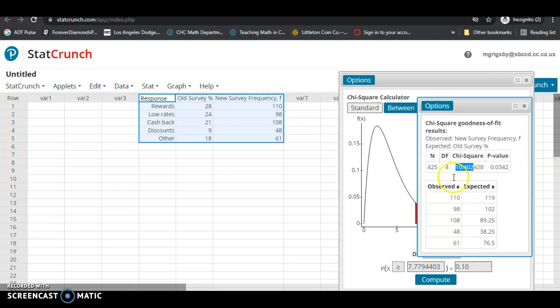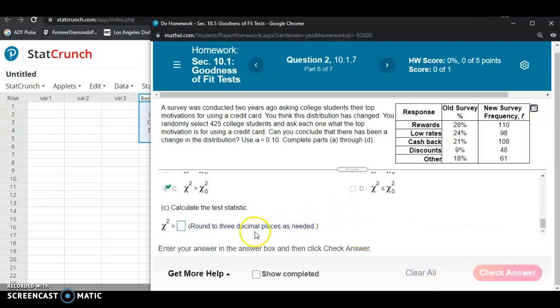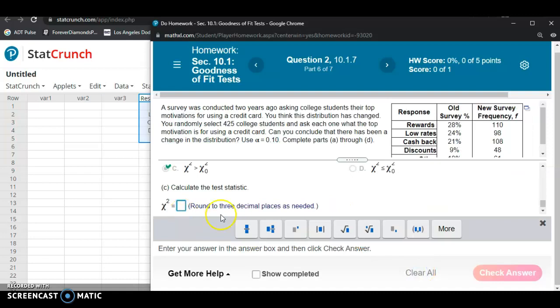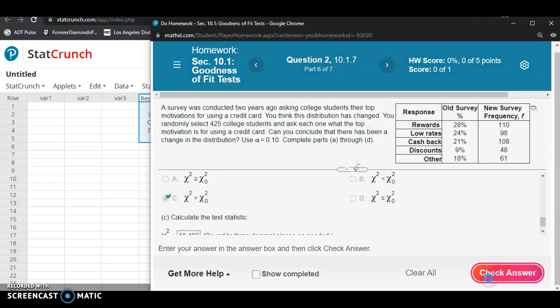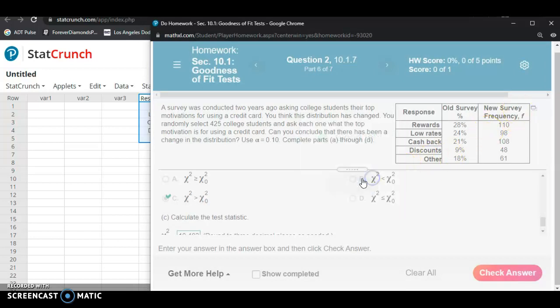But in any case, this is our test statistic, 10.402. And I believe it wants us to round it to 3 decimal places, so 10.402. Okay, so that's correct. That's what it wanted. So we entered the correct information.